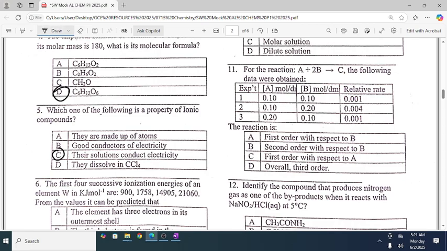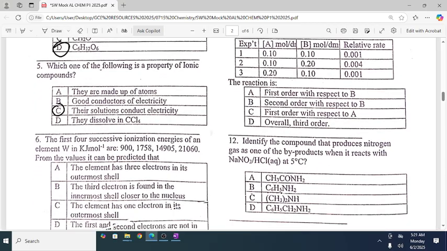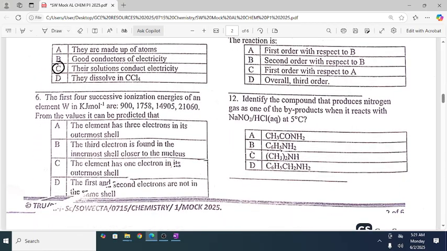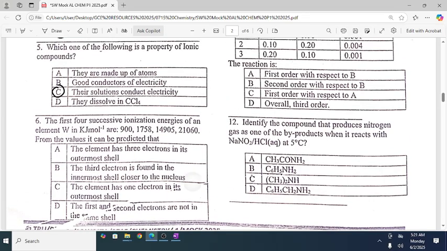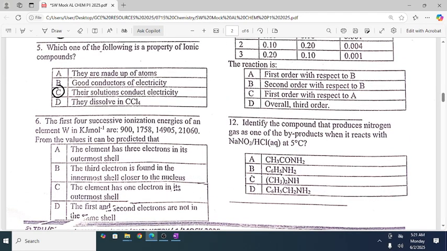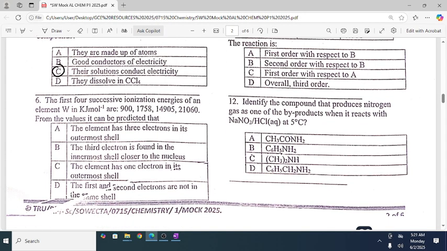Okay, alright, so let's go to question 6. The first 4 successive ionization energies of an element W in kilojoules per mole are 900, 1758, 14,905, 21,060. From the values, it can be predicted that... So basically, 900 is the first ionization energy, 1758 is the second, and so on and so forth. So what is the first ionization energy?